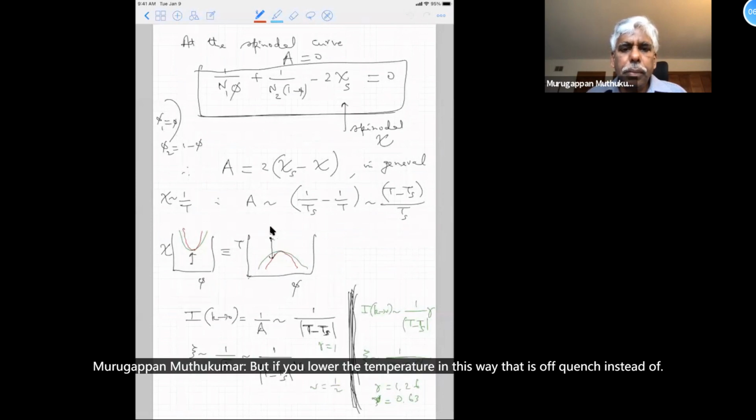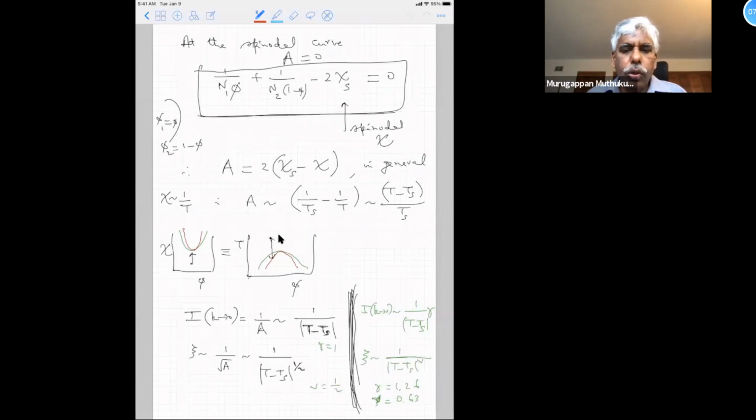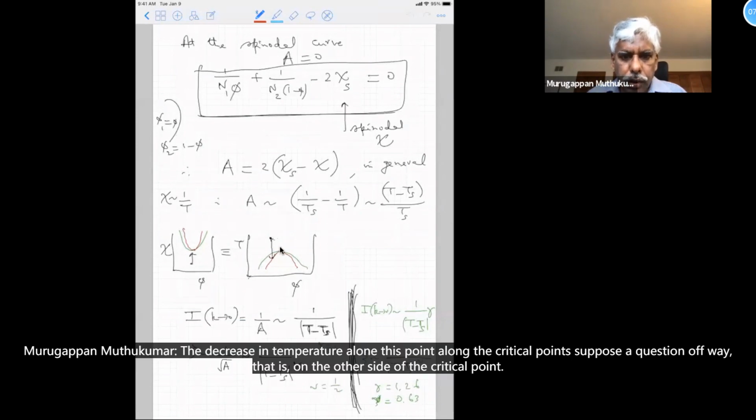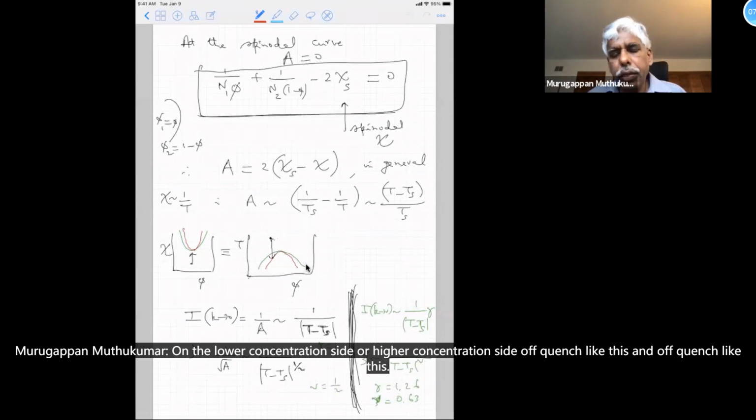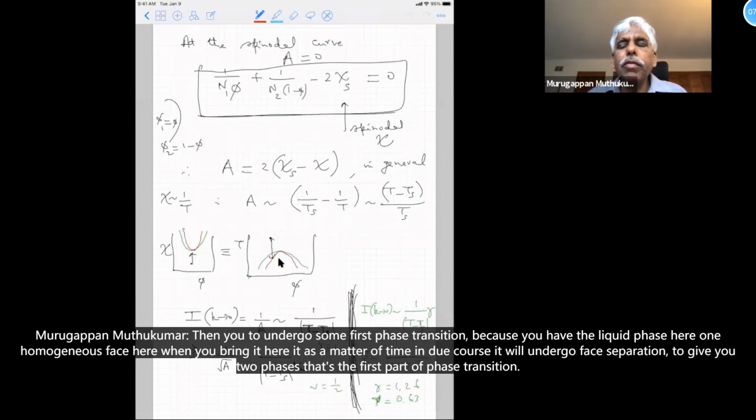But if you lower the temperature in this way, that is off-critical quench, instead of decreasing temperature along the critical point, suppose I quench it on the other side of the critical point, on the lower concentration side or the higher concentration side, off-critical quench like this or like this, then it undergoes a first order phase transition. Because you have one homogeneous liquid phase here, when you bring it here, in due course it will undergo phase separation to give you two phases. That's the first order phase transition.